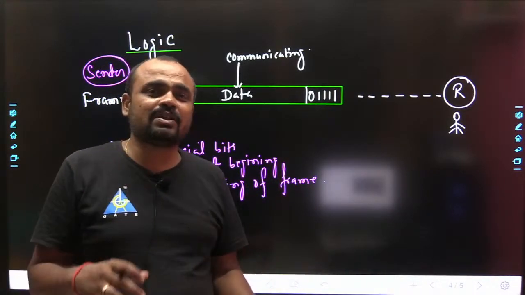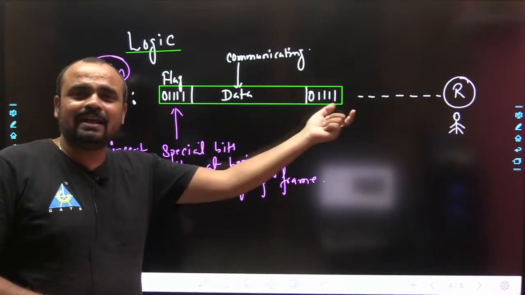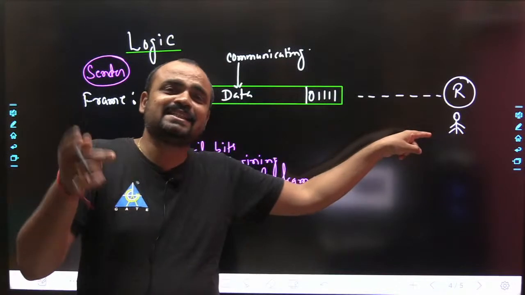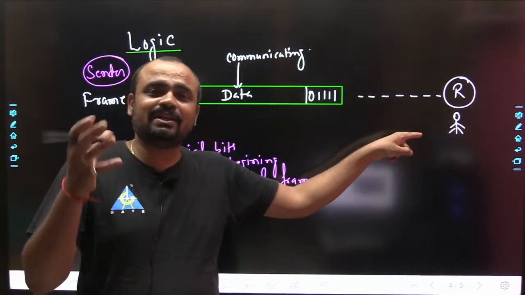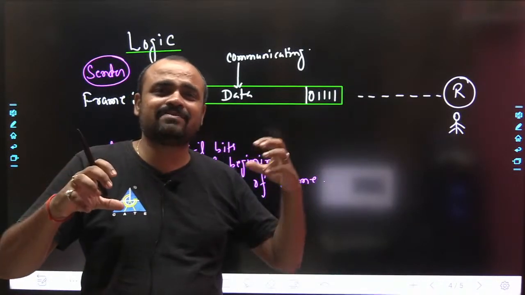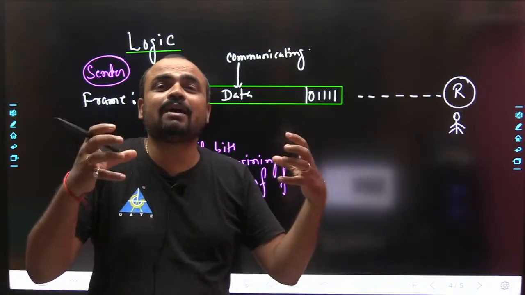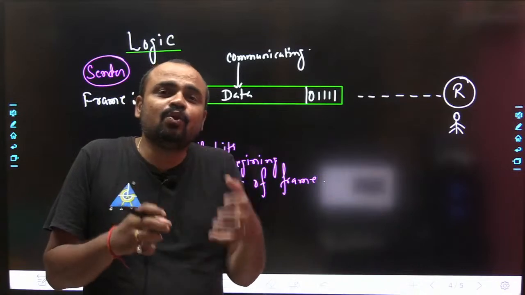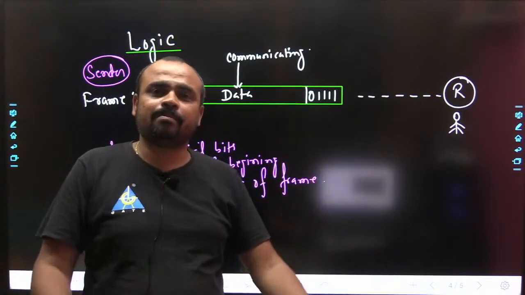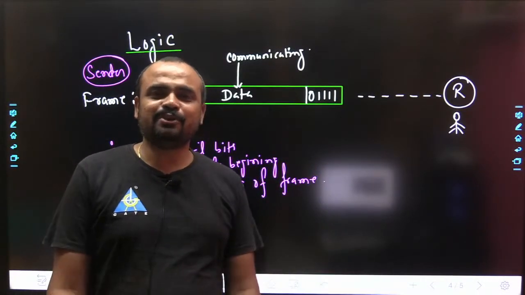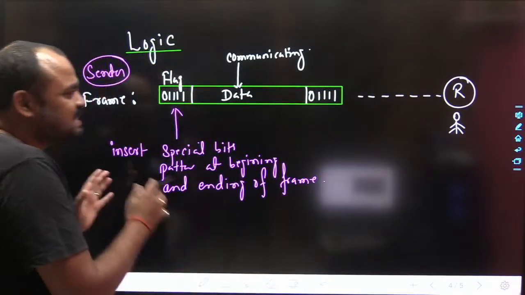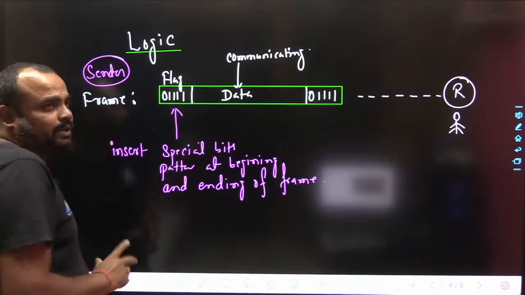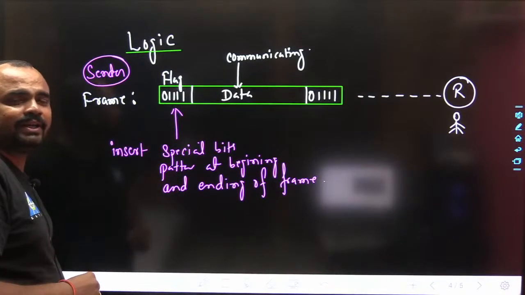Means whatever logic we have implemented should be known by the receiver. Then we say this is the protocol. Protocol is nothing but a logic known by the sender as well as the receiver, means both the communicating parties. So the logic we are implementing should be known by both communicating parties. Are you getting my point or not? So between sender and receiver, this flag pattern is already known.